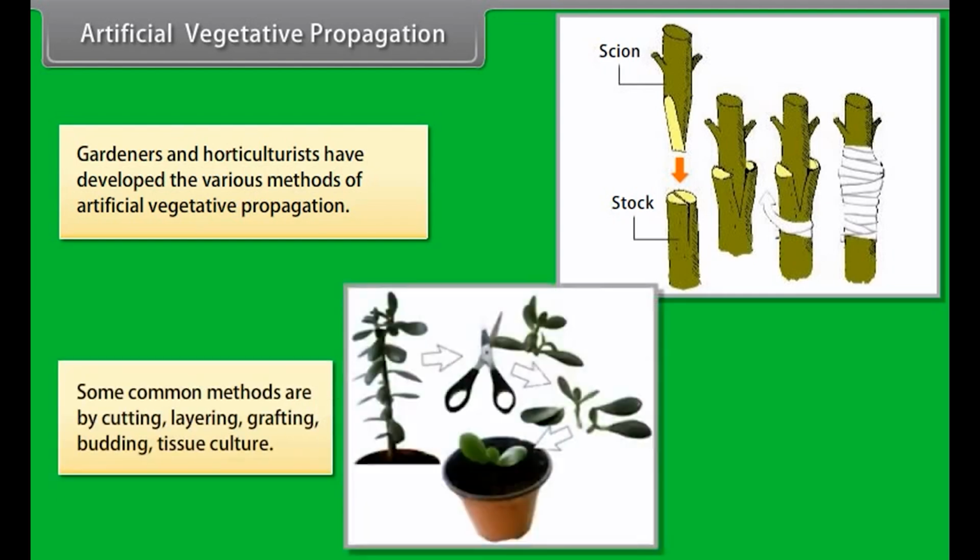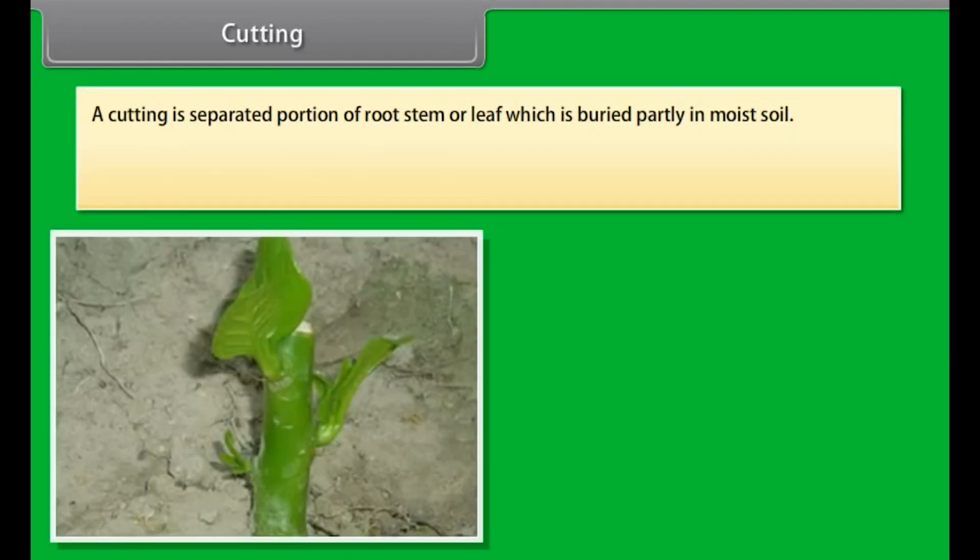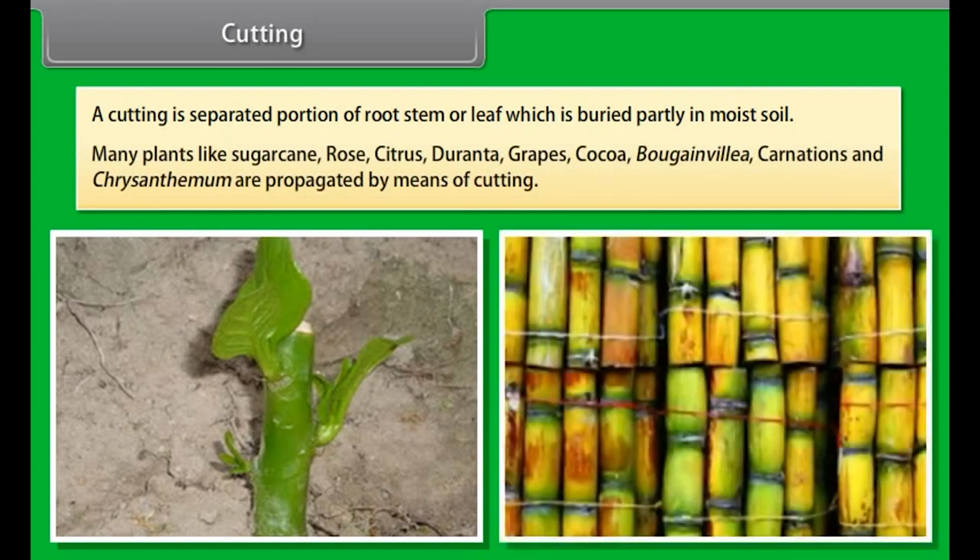Some common methods are by cutting, layering, grafting, budding, tissue culture. Cutting. A cutting is a separated portion of root, stem or leaf which is buried partly in moist soil. Many plants like sugarcane, rose, citrus, duranta, grapes, cocoa, bougainvillea, carnations and chrysanthemum are propagated by means of cutting.